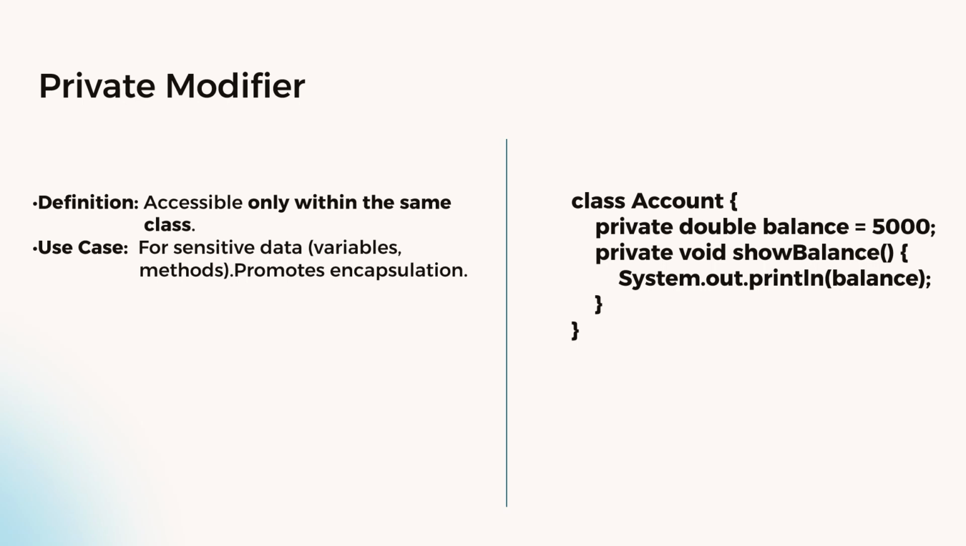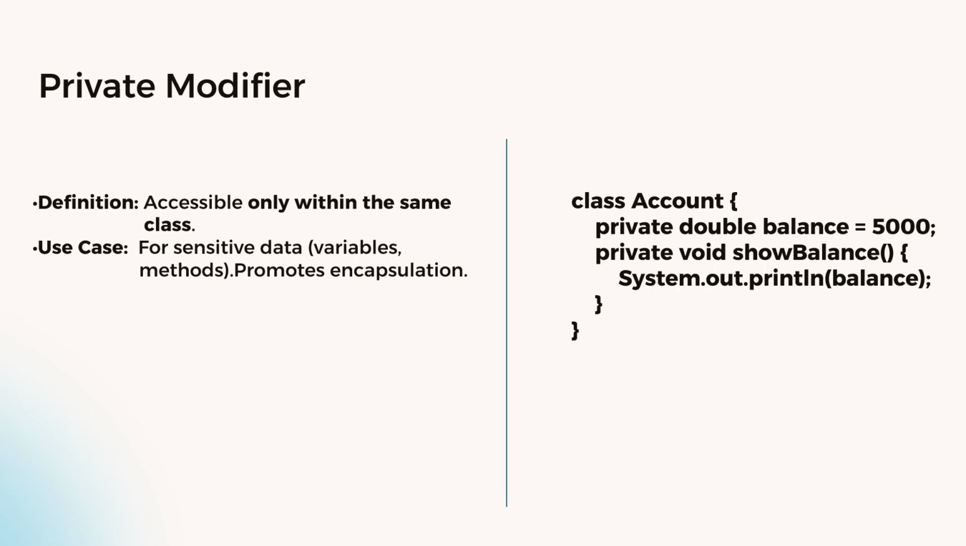Finally, we have the private modifier, which is the most restrictive access level in Java. When a member is declared as private, it can only be accessed within the same class. It is completely hidden from the outside world, including the subclasses. This code shows an account class with a private variable named balance and a private method showBalance. This is a perfect example of encapsulation.